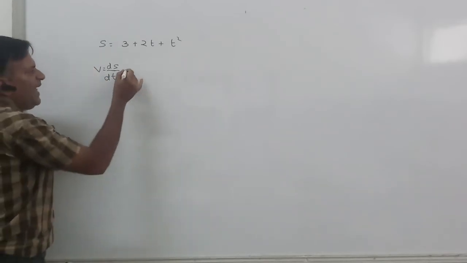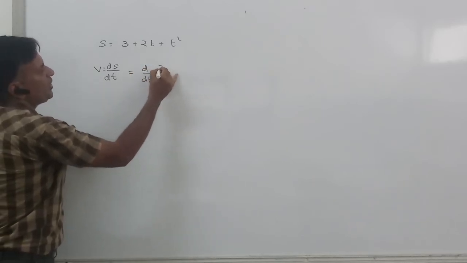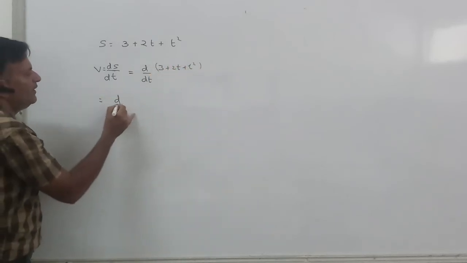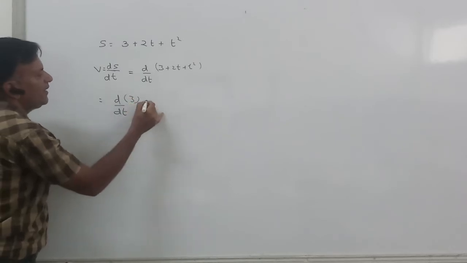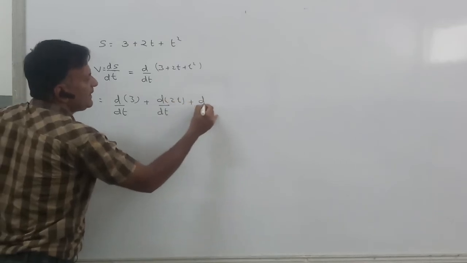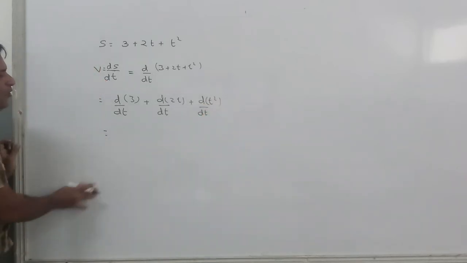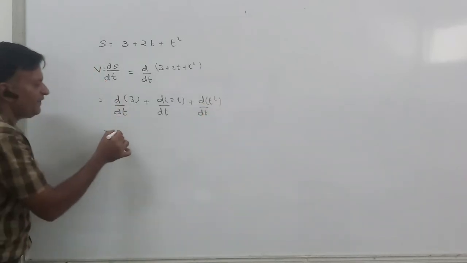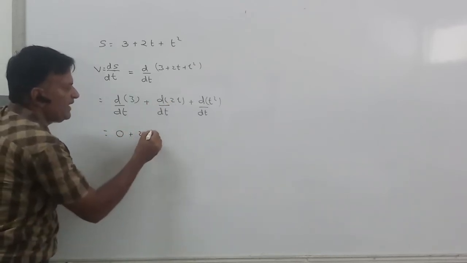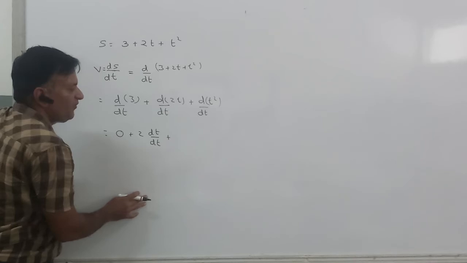And now what should be done? Differentiate this. That means carry out the differentiation of 3 plus 2t plus t square. How do we do that? d by dt of 3 plus d by dt of 2t plus d by dt of t square. What is differentiation of this? 3 is a constant, so the differentiation becomes 0. Here 2 comes out because 2 is constant, and what is left is simply dt by dt. What is differentiation of t square? It is 2t.